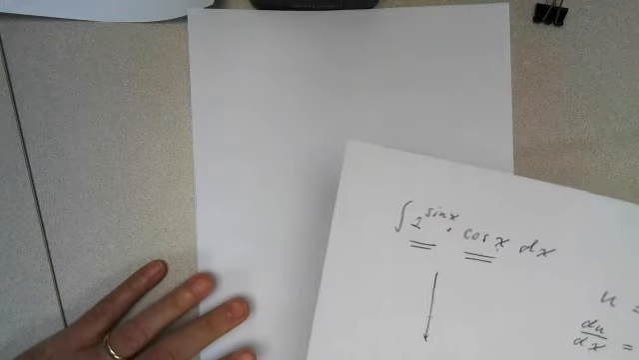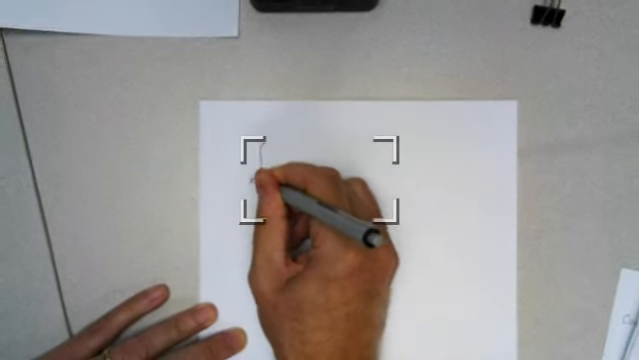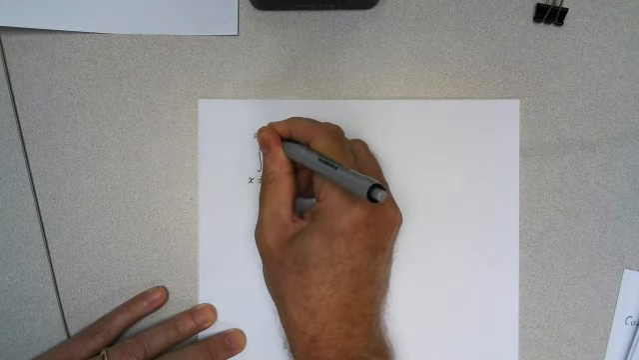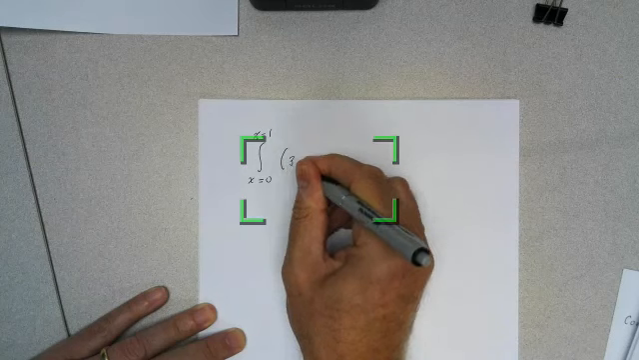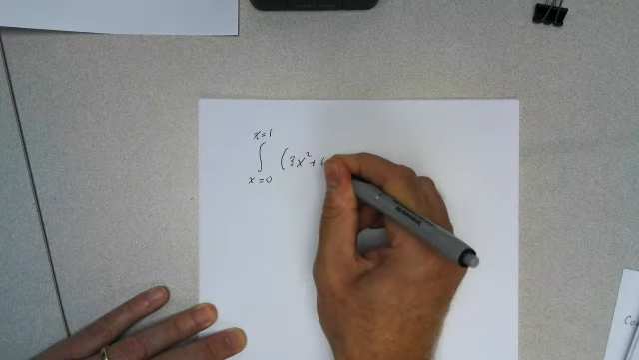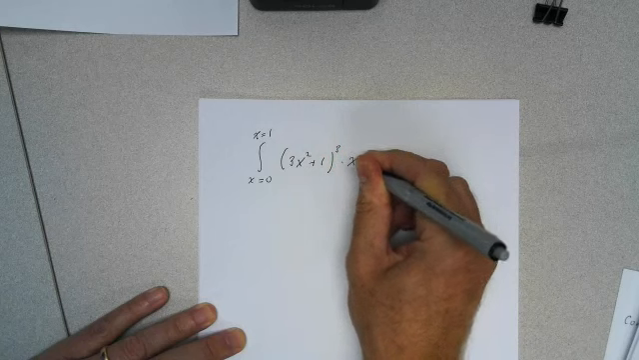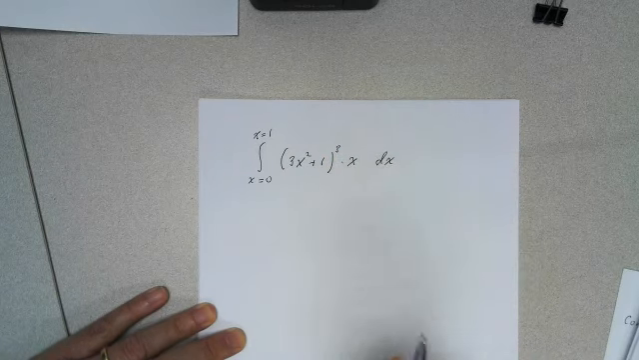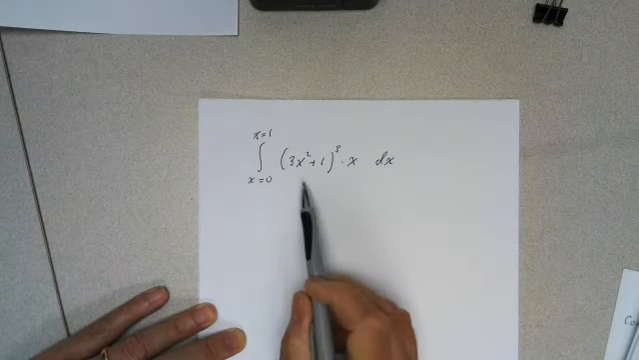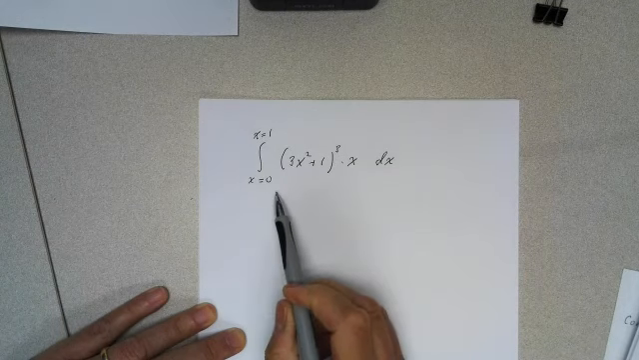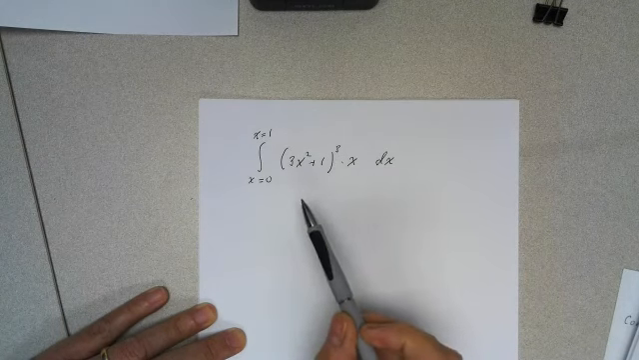Let's take a look at a third example. And let's make it a definite integral. The integral from x equals 0 to x equals 1 of (3x squared plus 1) to the third times x dx. Now, what's different about this is it's a definite integral. There are a couple ways to handle this, but we know the result should be a number.